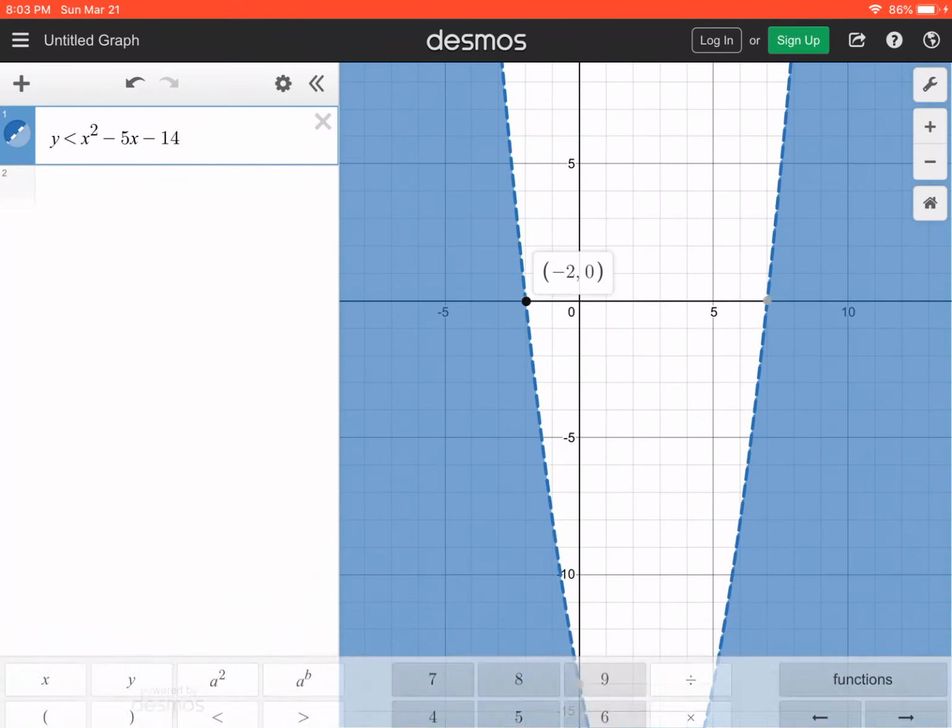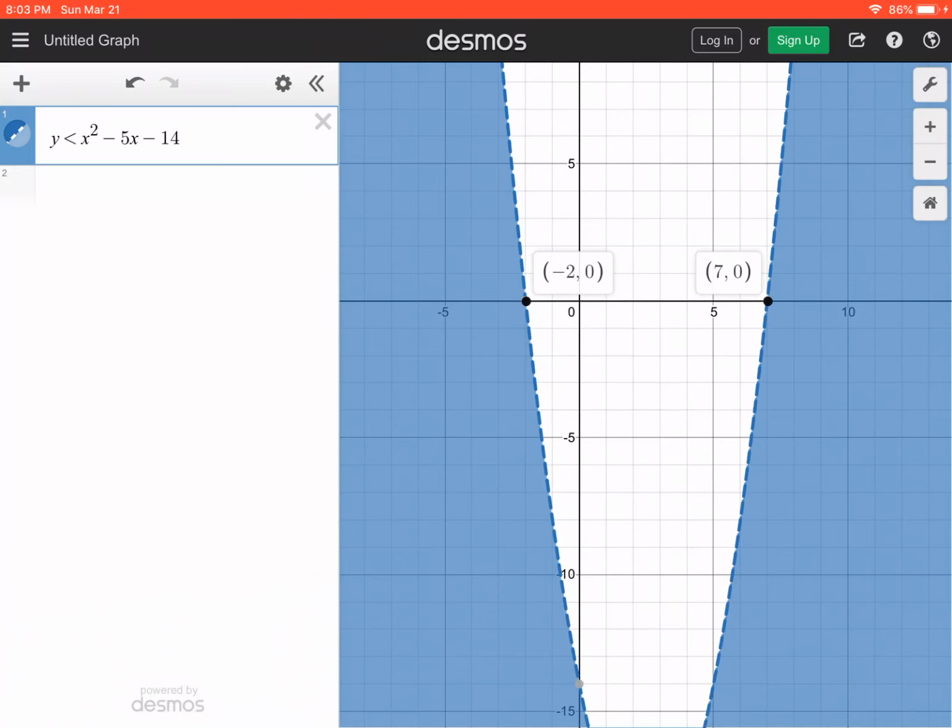Now, what makes this one different? It's not shaded in between the two numbers. It's shaded away from the two numbers. So it's shaded to the left of -2, shaded to the right of +7. So left of -2, right of +7. These are still going to be open circles because I have a dotted line on my graph.